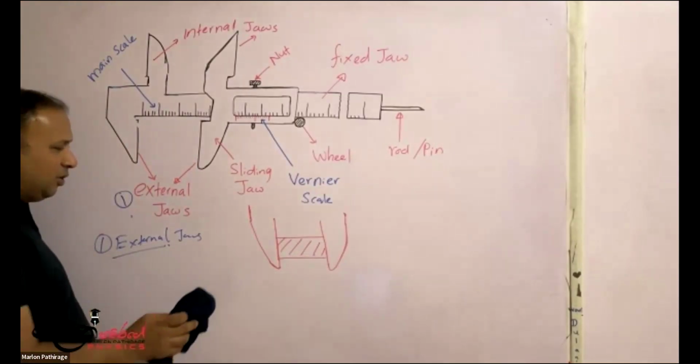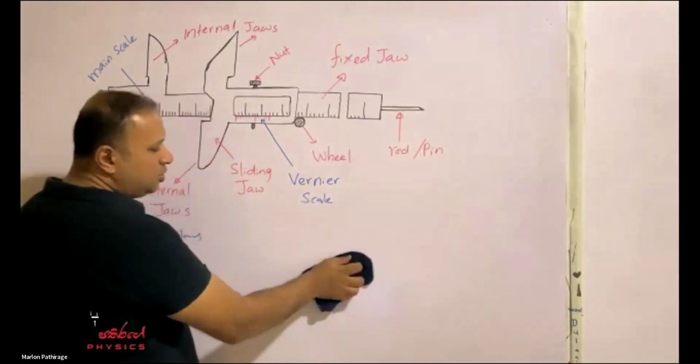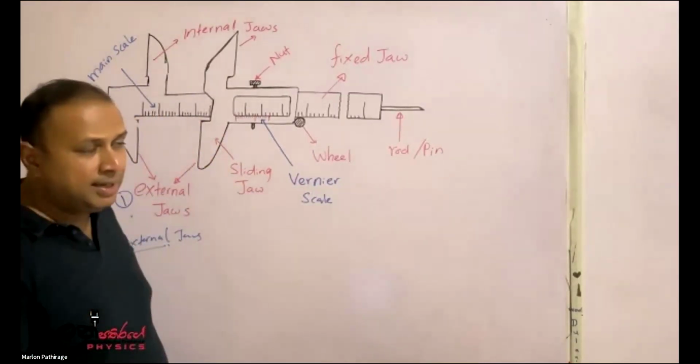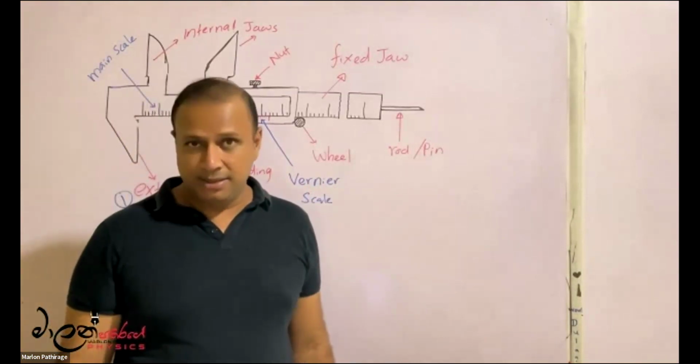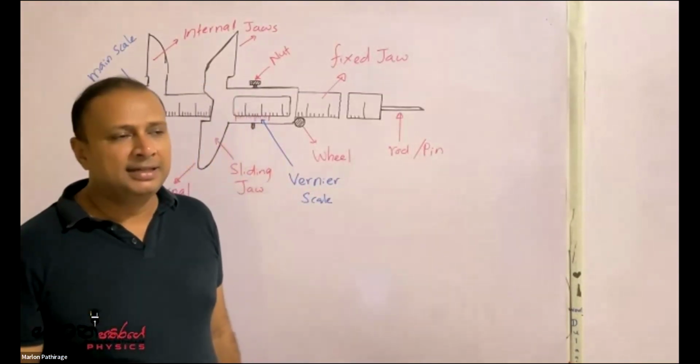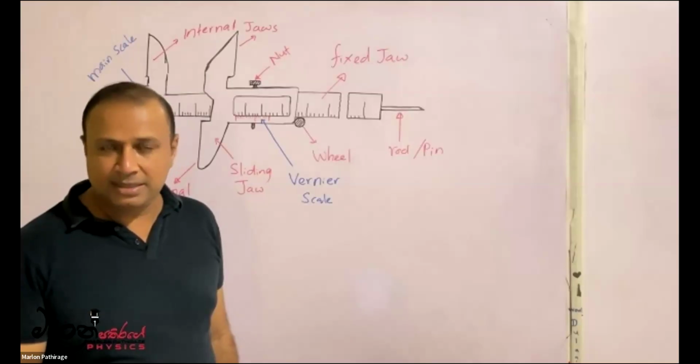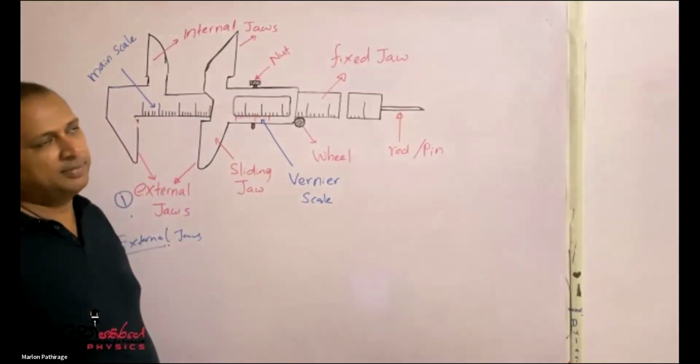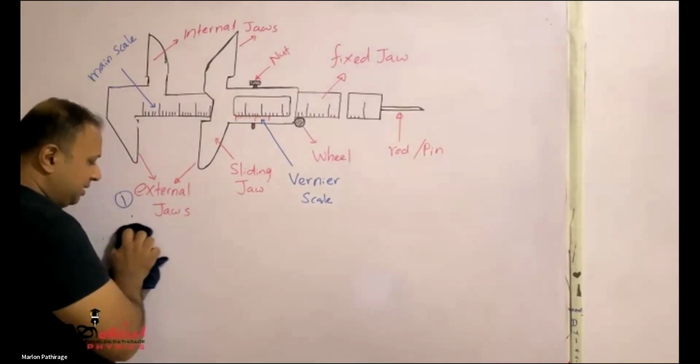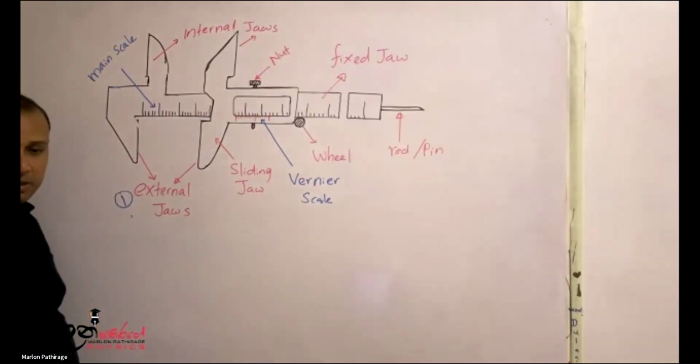Okay, internal jaws. Those are used to measure internal measurements such as internal diameters or spaces.